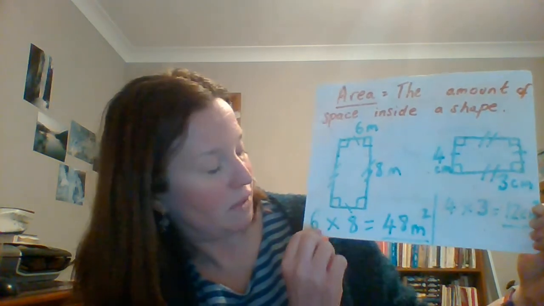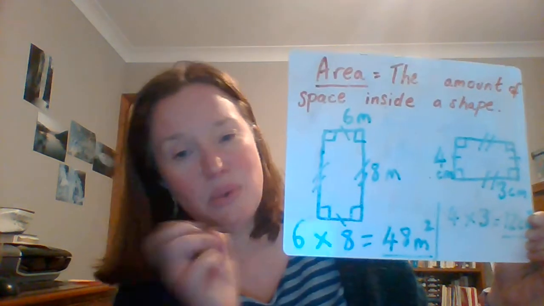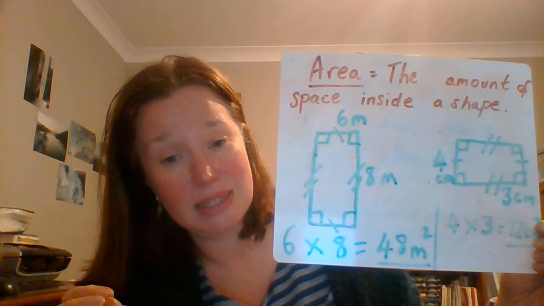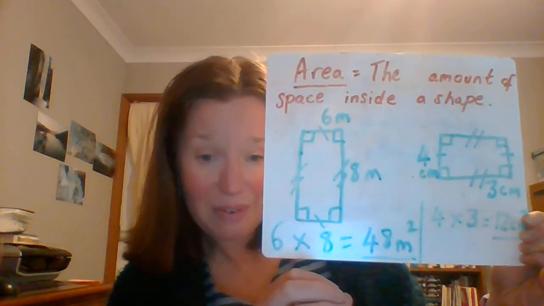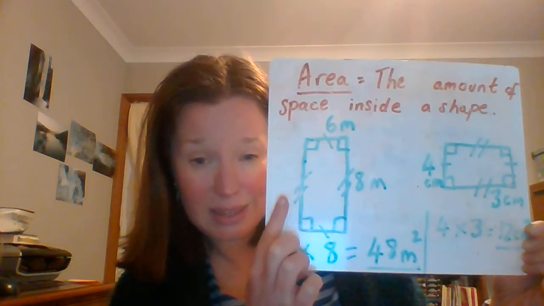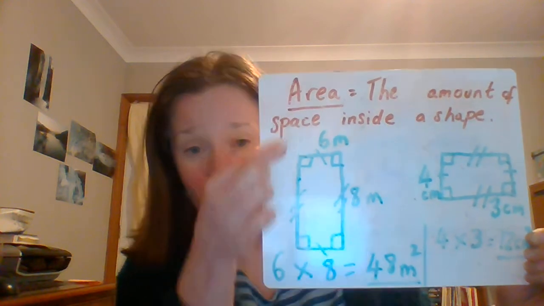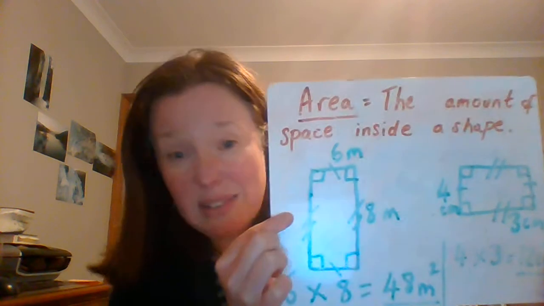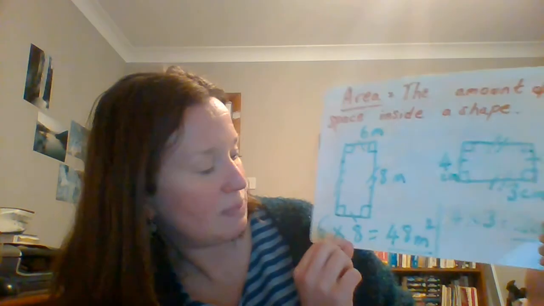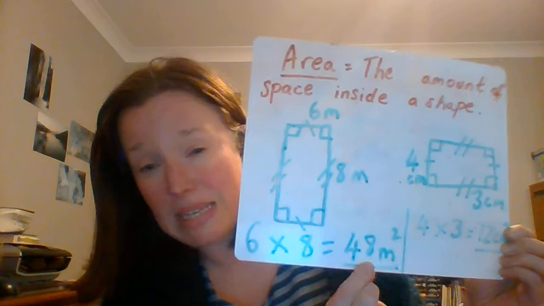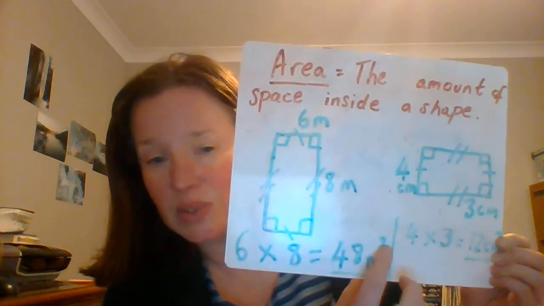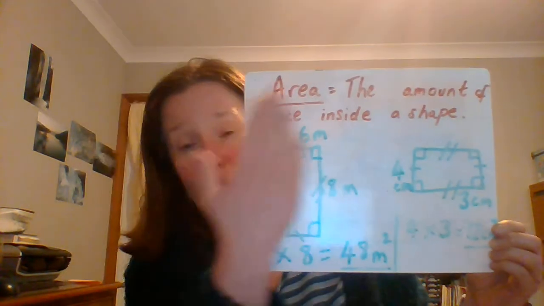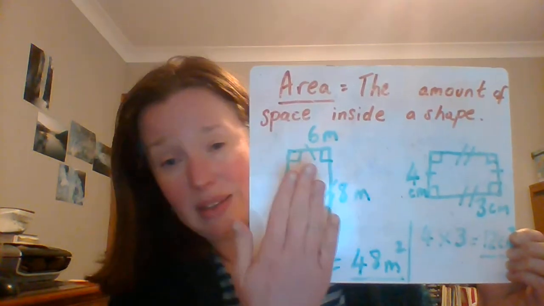So I've got 6 multiplied by 8. If we're working out area, we're now multiplying. For perimeter, we're adding the sides together. With area, we're multiplying one length with the opposite length, so the width and the length. So we've got 6 multiplied by 8, which is 48 meters. And for area, we always write this little 2, which is squared. That's just how we show area. It means square units within that shape.